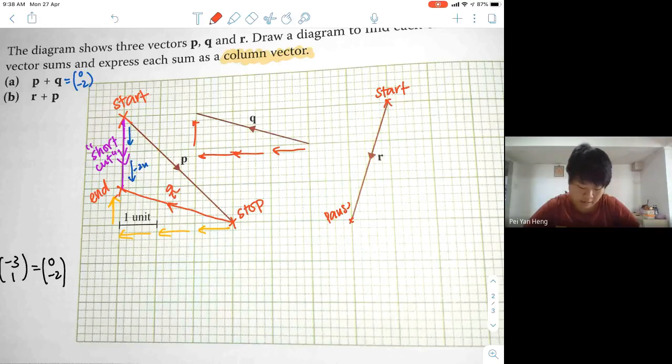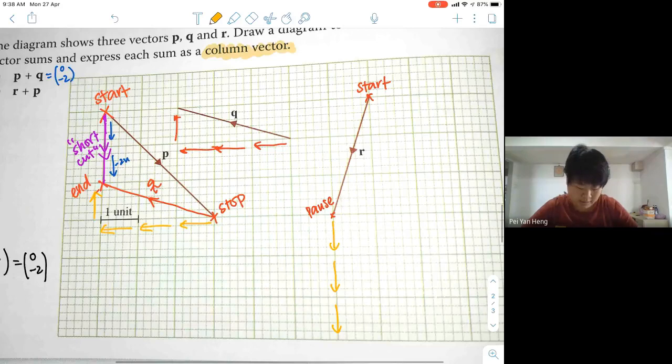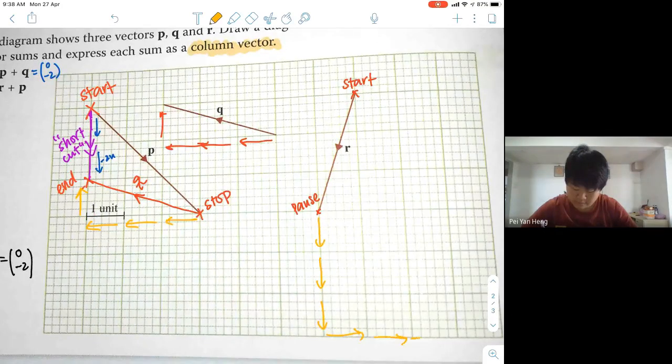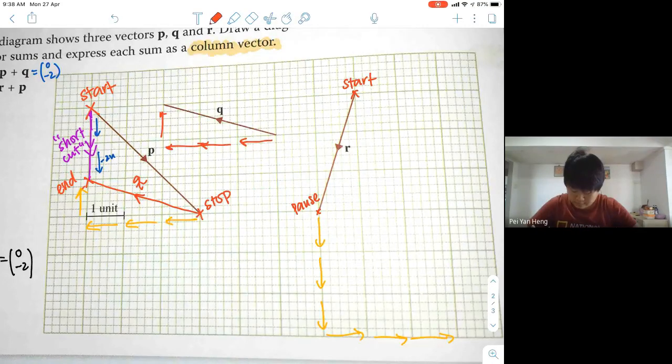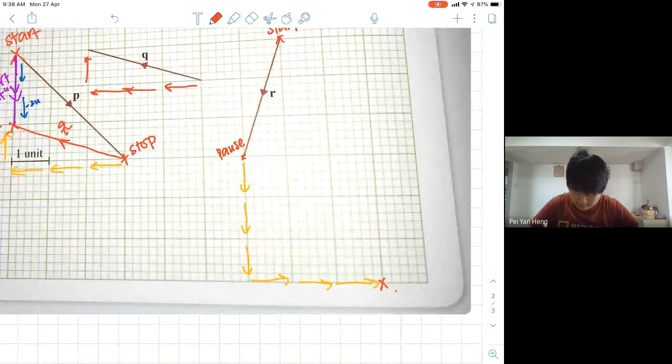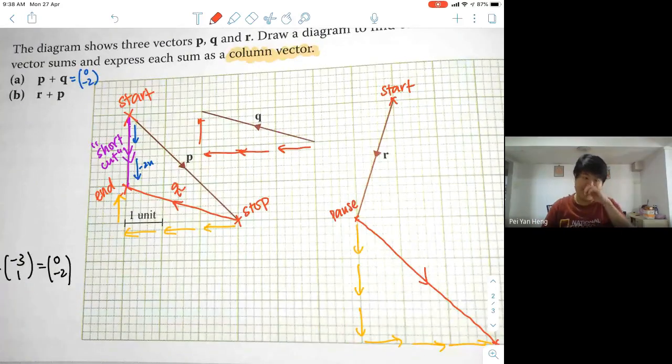Vector P is going downwards by 3 units. So I'm moving downwards by 3 units. And then across by 3 units. So you end up here. Well, actually the correct way is to take the ruler and then you shift the whole vector down, okay, with the same distance. Okay, but now the shortcut is actually to count.